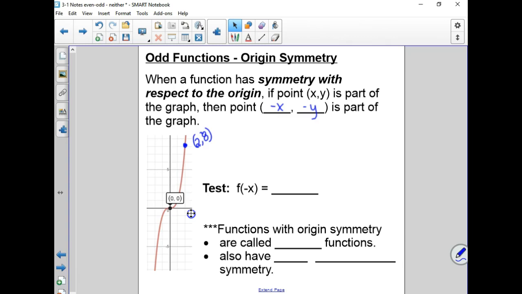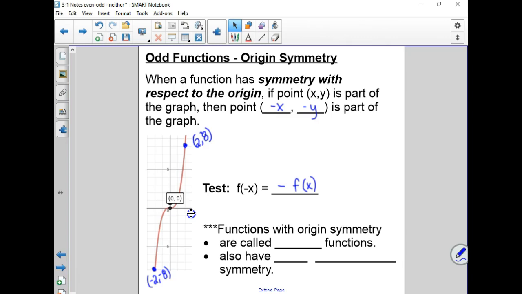And if you look at the graph here, negative 2, negative 8 right here, we see that point is in fact on the graph. This is an example of an odd function. Now, we're going to be very concerned with being able to tell just from the equation whether or not something is even or odd. So there's a test that we can perform for that. And the test is that we will find f of negative x. That means we'll plug in negative x for all of the x's. And if it is an odd function, our result should be the opposite of f of x. And we'll look at a few examples here in a minute.